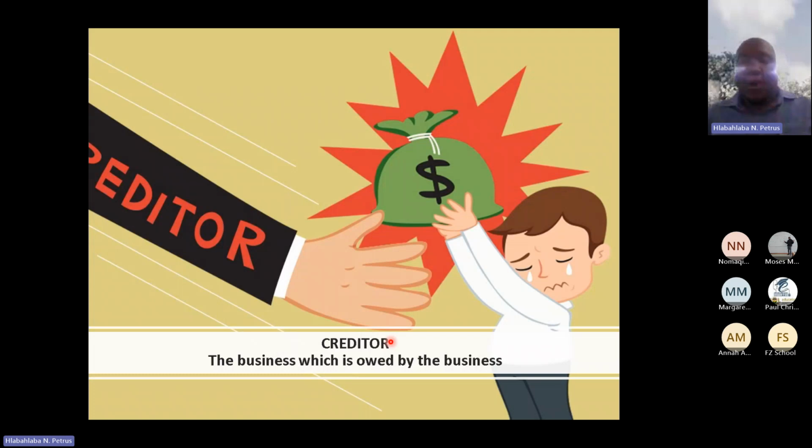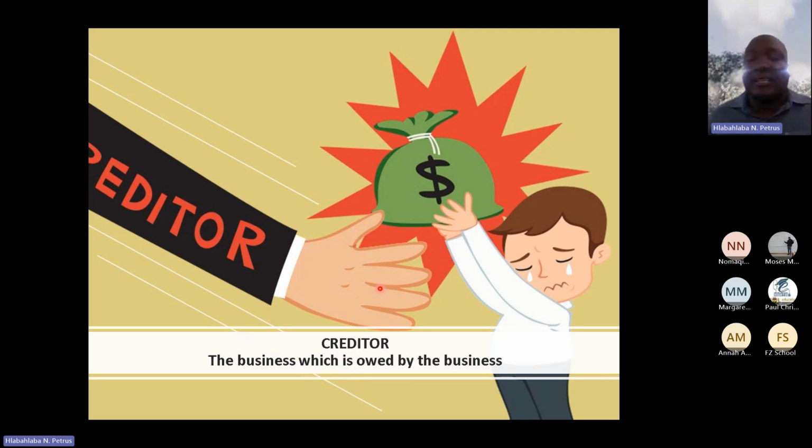And then we also have what we call a creditor. A creditor is the business which is owed by the business. If we are owing someone as a business, we refer to that one as a creditor. We are owing someone, that person becomes our creditor. The reason why we always cry every day when we have to pay that person is that we are losing the money, it is going out. But it is good because at the end of the day, the other business is surviving because of the other one.